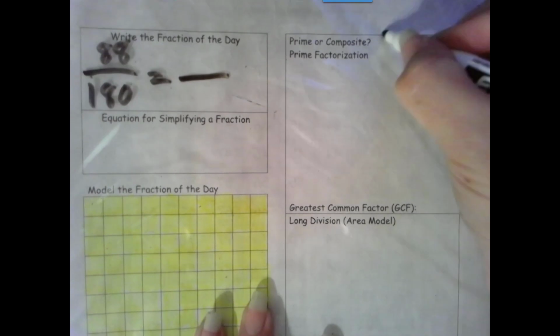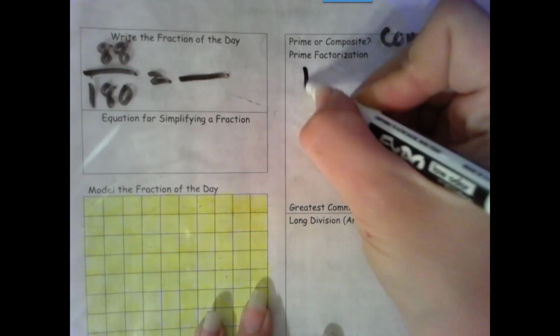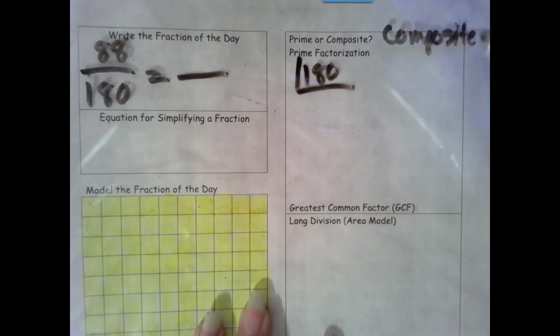Now we have to think, is that numerator prime or composite? Well, it is even, so that means it's divisible by 2. That means 2's a factor, 1's a factor, and 88's a factor. So I have more than 2 factors already, so that would be composite. Also, the only even number that's prime is the number 2. That means we have to do the prime factorization for both our denominator and our numerator.